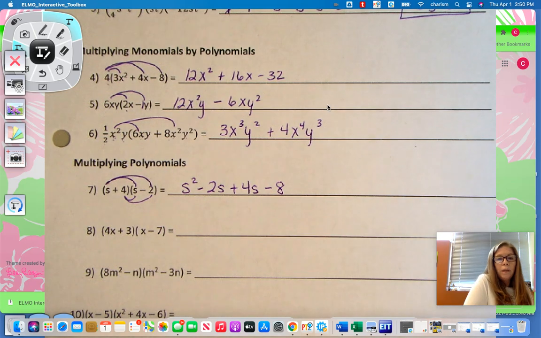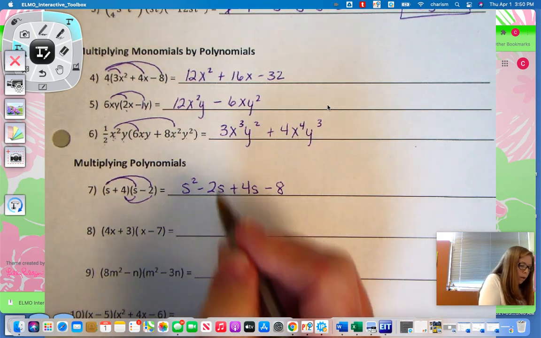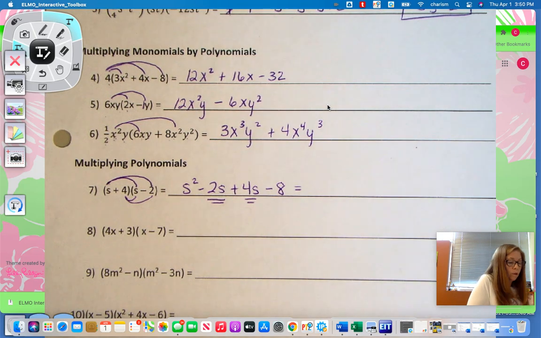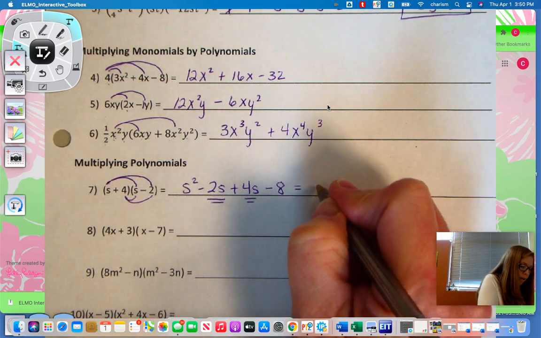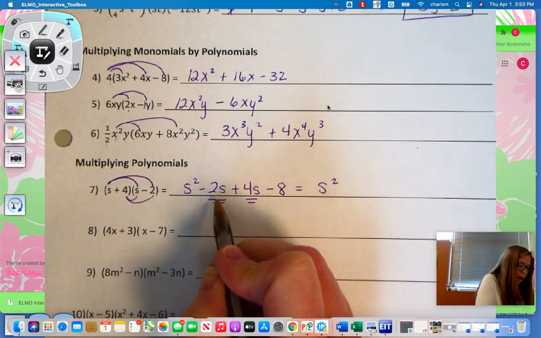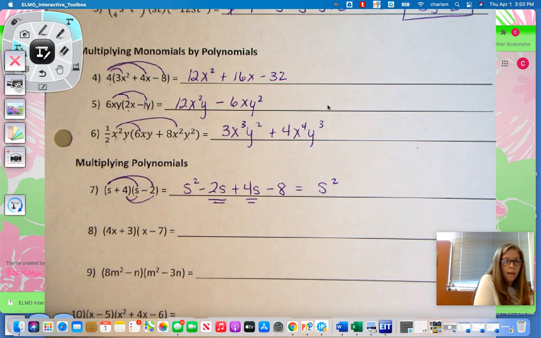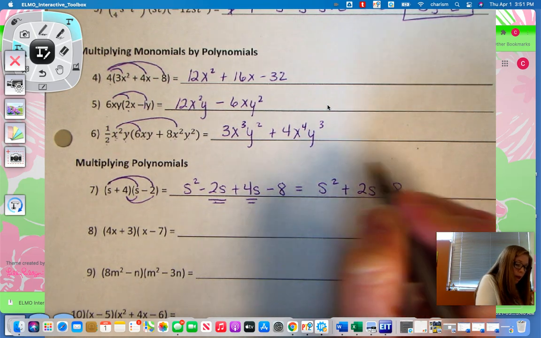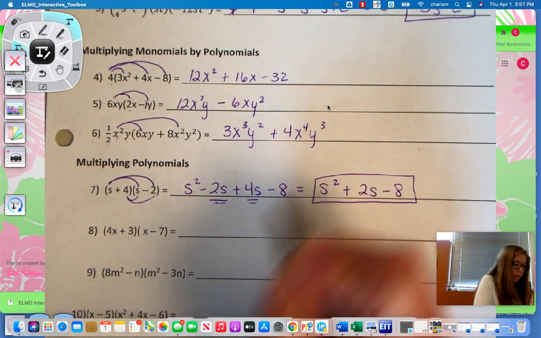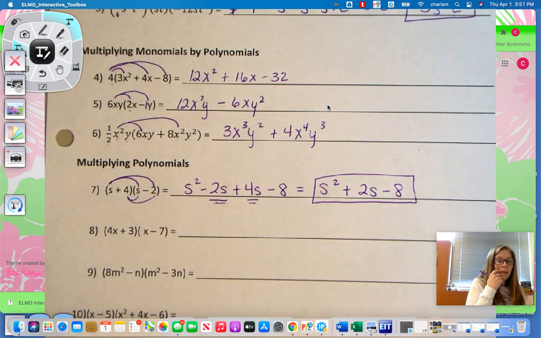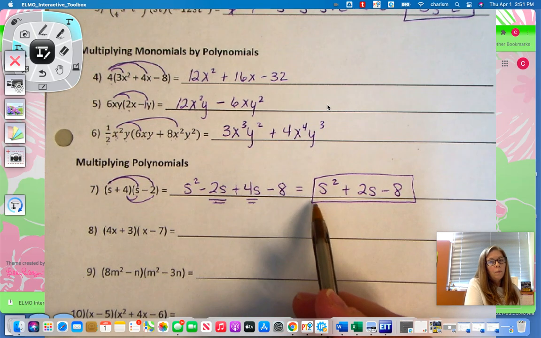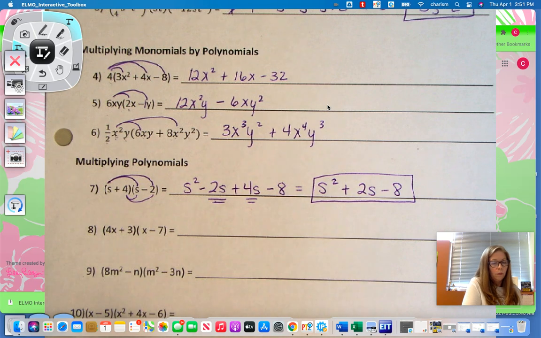Now, these are special because once you do the multiplying, you're not done. You'll notice that in the middle, we have some like terms here. So we want to go ahead and combine our like terms. You've been doing this before. You did this in adding, subtracting. So we have s squared. A -2s and a positive 4s is a, yep, a positive 2s minus 8. And that's your final answer. That is your trinomial. Most of these have combined like terms, and most of them will give you a trinomial. Once in a while, they will stay 4 terms, though. So just be on the lookout for that.